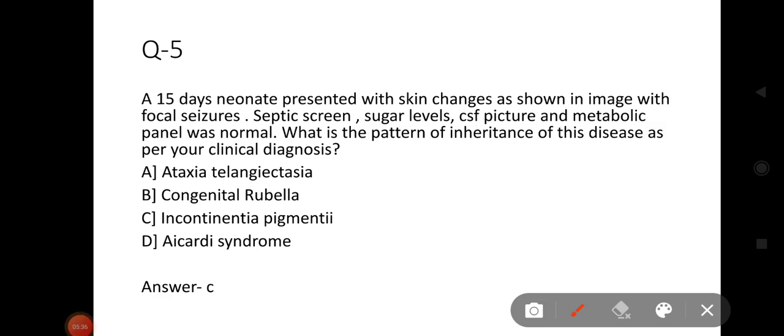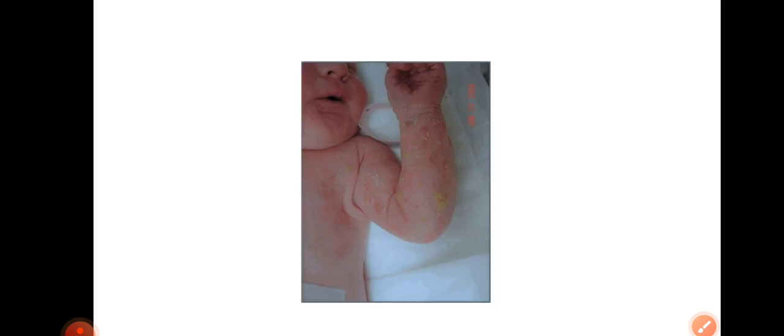Now a small case based question. A 15-day neonate presented with skin changes as shown in the image, with focal seizures. Septic screen, sugar levels, CSF picture and metabolic panel were normal. What is the pattern of inheritance of this disease as per your clinical diagnosis? And this is the image showing the skin condition of the 15-day neonate.